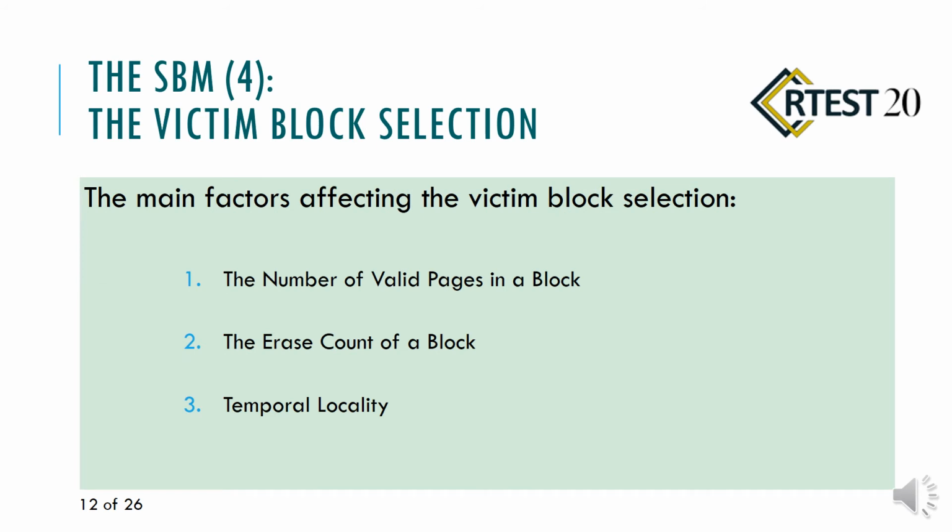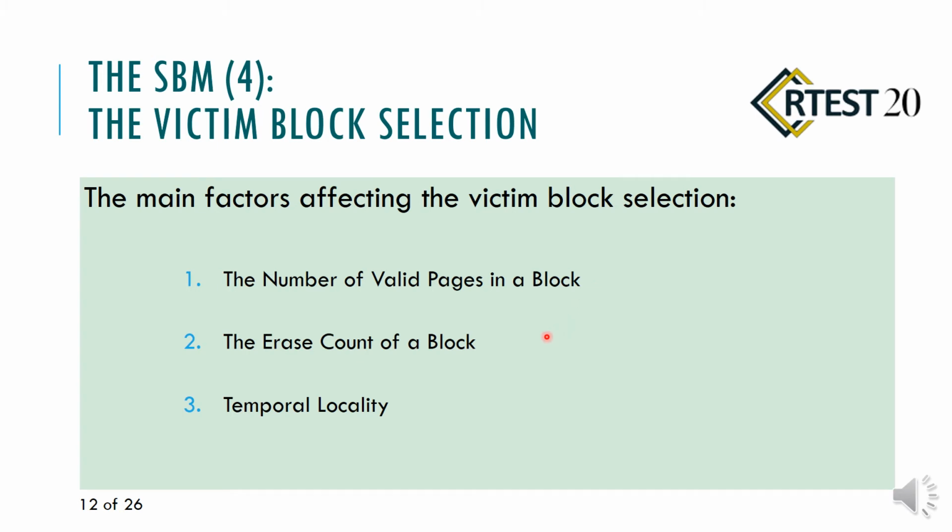Three factors affect the victim block selection in the SVM. First, the number of valid pages in a block. Copying valid pages from a victim block to another block can have an adverse impact on garbage collection performance. So, more valid pages in a block should increase its score.